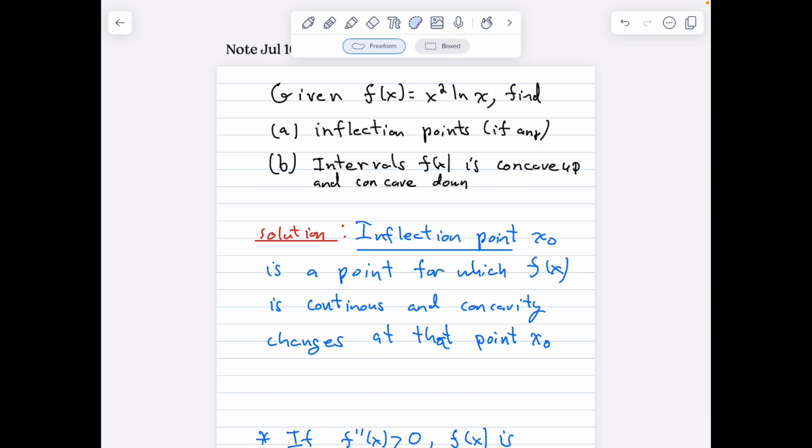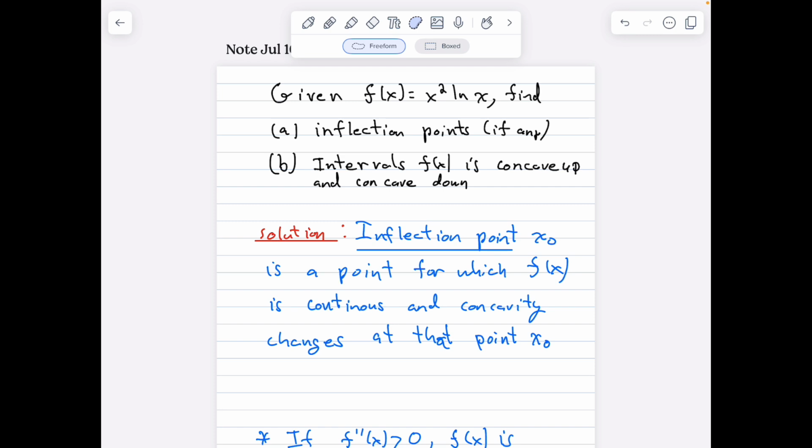Hello everyone. So today we're going to be looking at a calculus question. We've got f of x equals x squared ln x, and we're going to find inflection points, if any, and intervals where f of x is concave up and concave down.